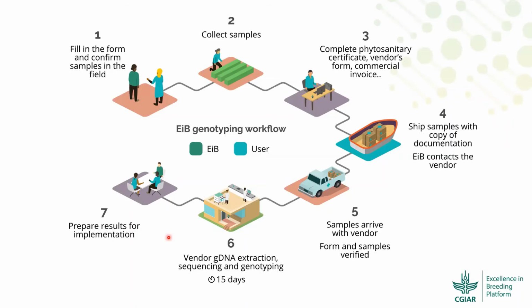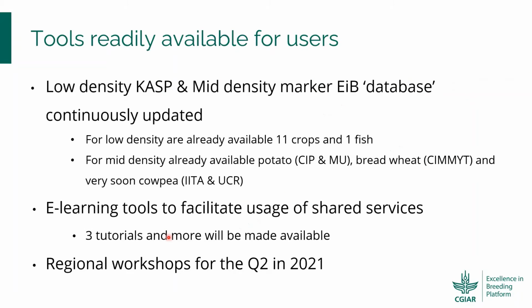So these are very straightforward and ready to use and available to all. The tools that are also, in addition, available for everybody are not only the low density CASP and mid density marker database that is continuously updated. For low density, we already have at least 11 crops and we have also fish. And for the mid density, it's already available for everybody, the description for potato, bread wheat, and very soon we will include cowpea. We also have 3 tutorials and this needs to be updated because the things are changing very fast and more will be available until the end of the year.